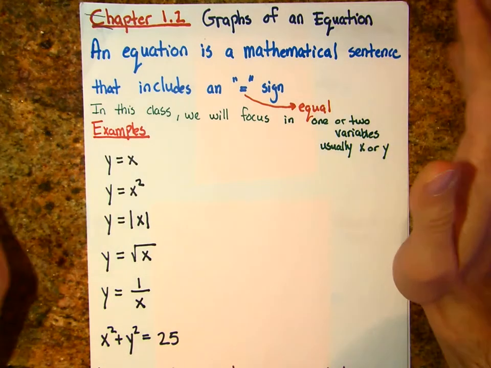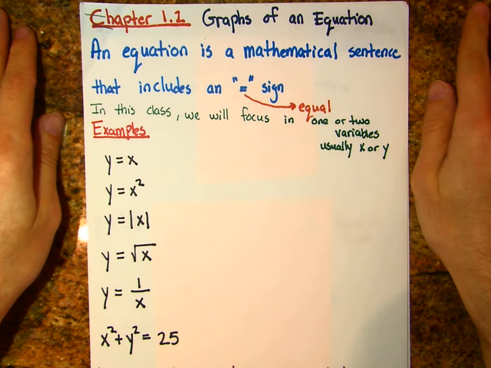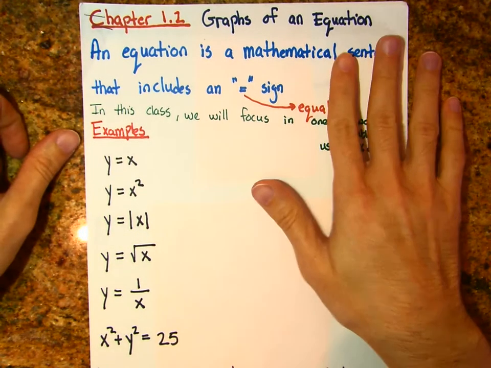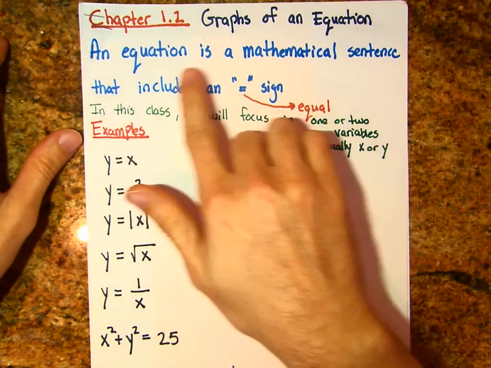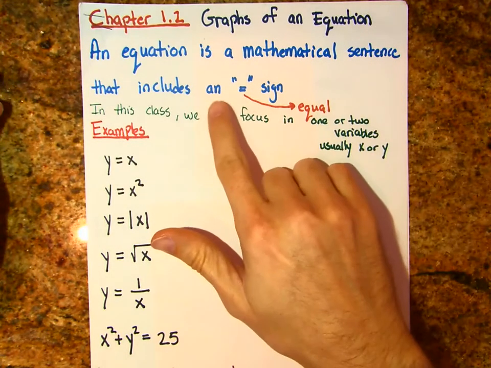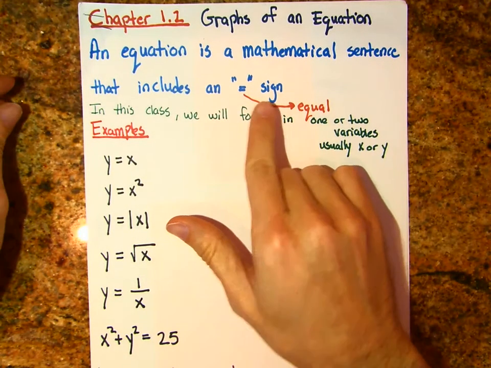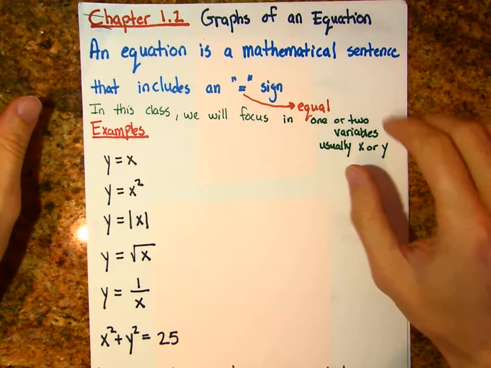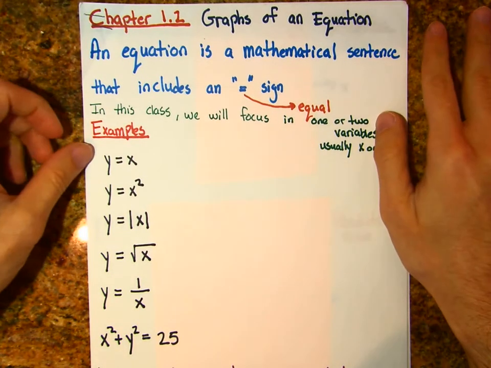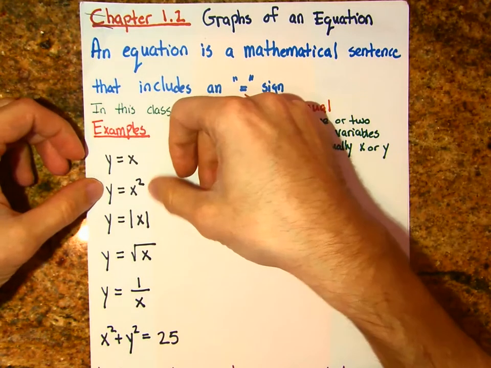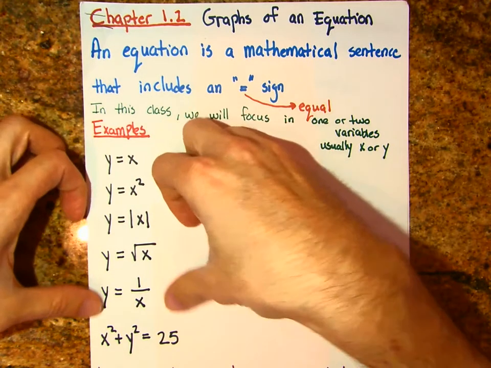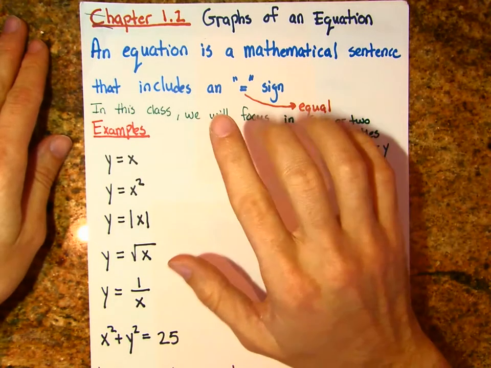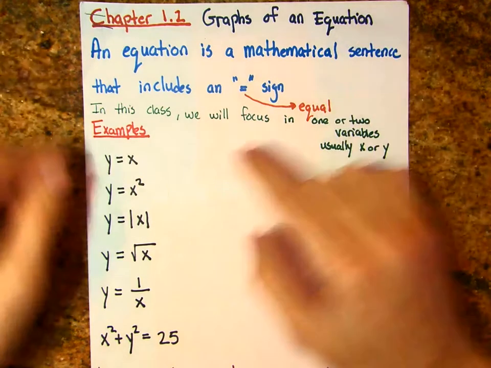So for the fundamentals, we need to be solid with certain equations and what their graphs look like. Just by definition, an equation is a mathematical sentence that includes an equal sign, right? In this class, we will focus on one or two variables, usually x or y. I am sure you have probably seen some of these equations and functions. The game plan is to get a better understanding of what they are and what they look like on a graph. So let's take a look at the first function.